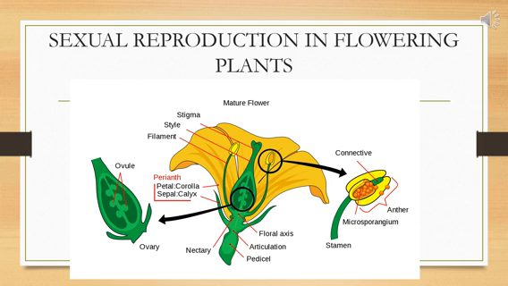The flower may be unisexual when it contains either stamens or pistils, or bisexual when it contains both stamens and pistils. Stamen is the male reproductive part and it produces pollen grains that are yellowish in color.